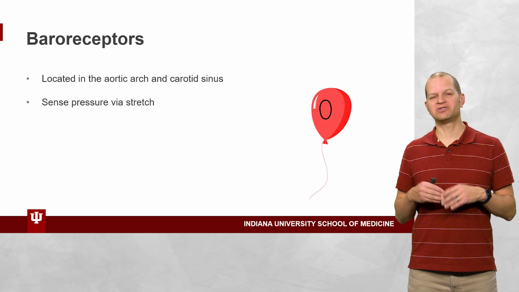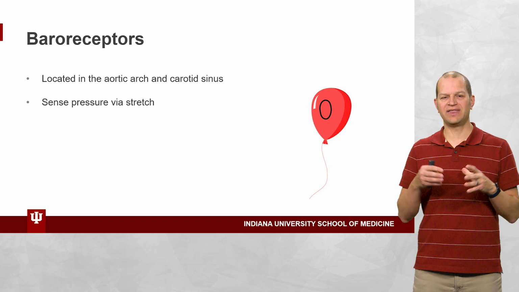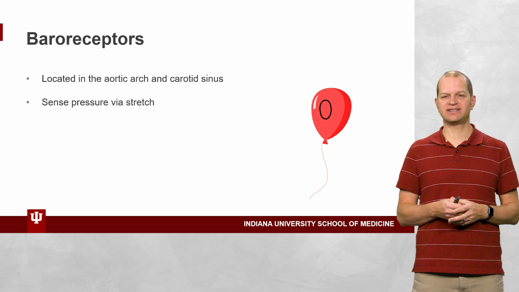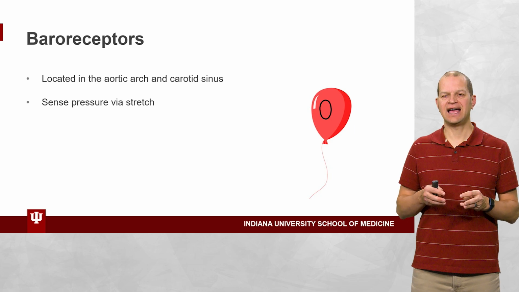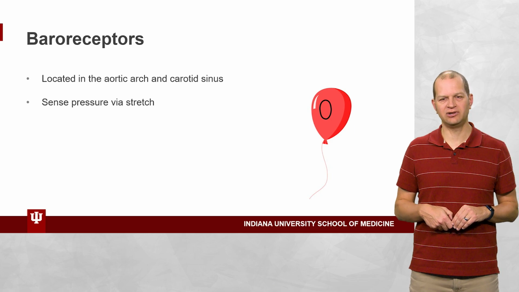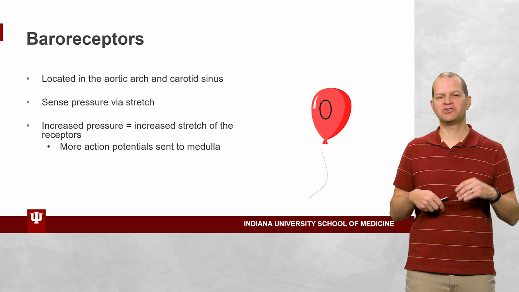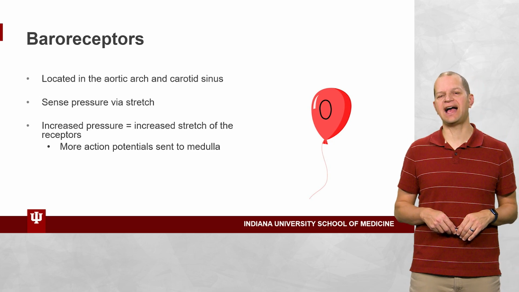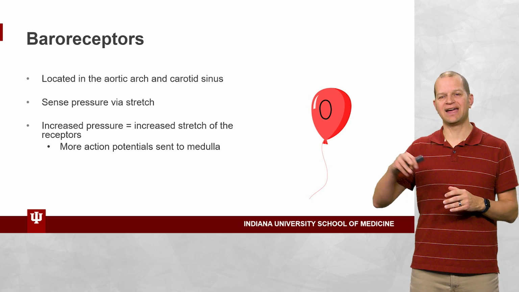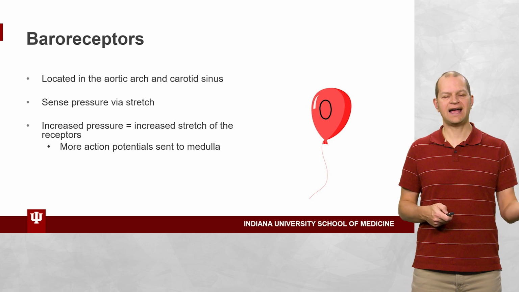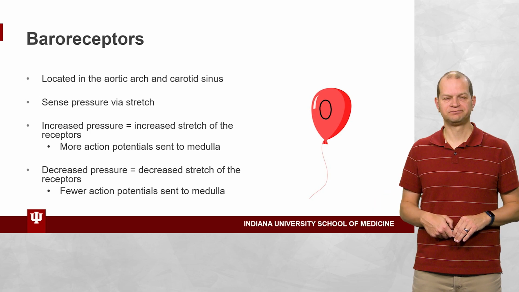Ultimately, these baroreceptors act kind of like balloons, which is why I've got that picture here. They get stretched out, and when they get stretched out, that's how they know pressure is high. So I've got this circle on this balloon here. Imagine what would happen to that circle as I increase the amount of pressure inside the balloon. It would stretch out and get bigger. And so these baroreceptors send signals like all receptors do via action potentials. When there's increased pressure, they stretch, and when they are stretched, they send more action potentials. When there's low pressure, they send out fewer action potentials.